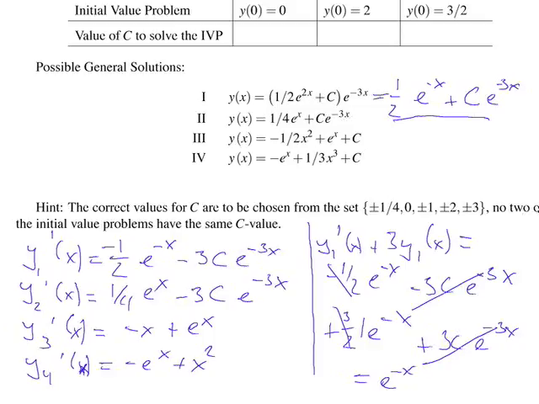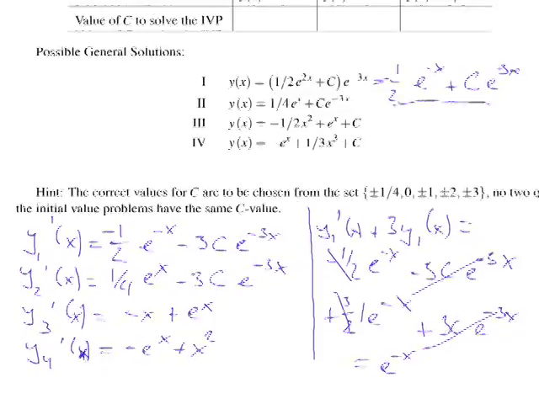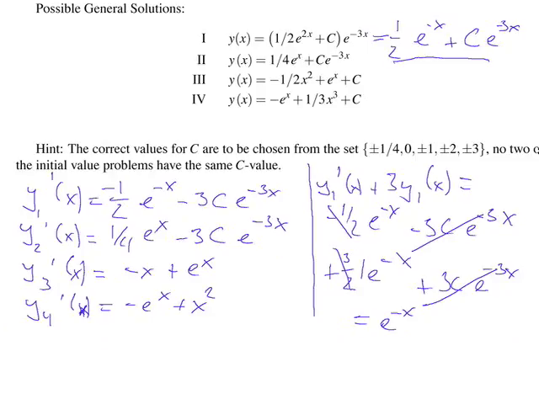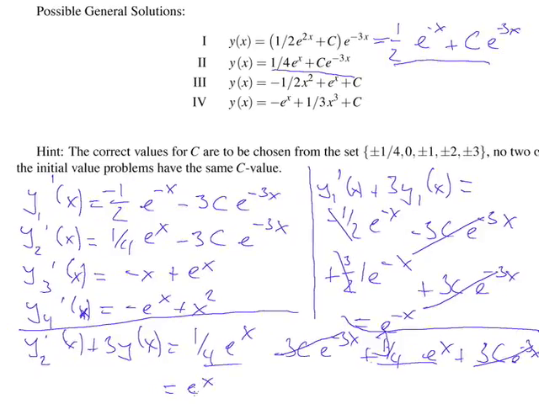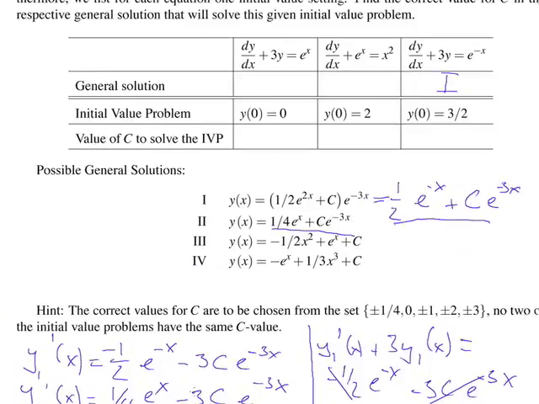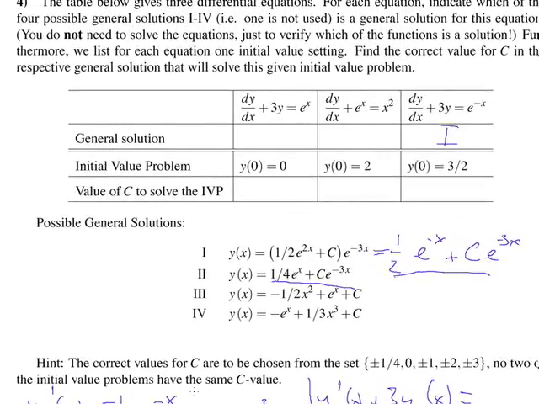Now let's do the same with function 2. Again, this term and this term cancel out. The 1 over 4 e to the x plus 3 over 4 e to the x gives us e to the x. So we see that the second function fulfills the first differential equation.